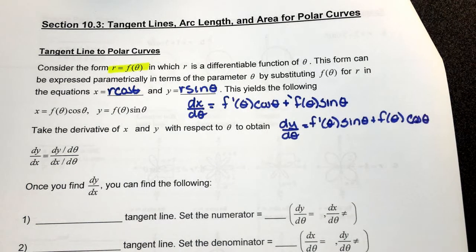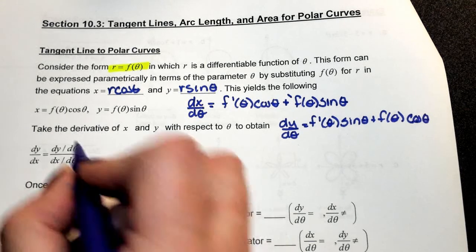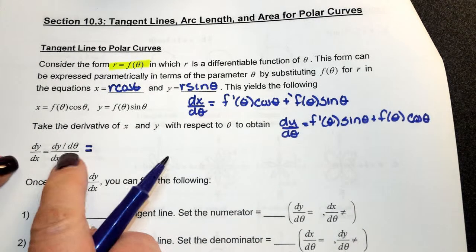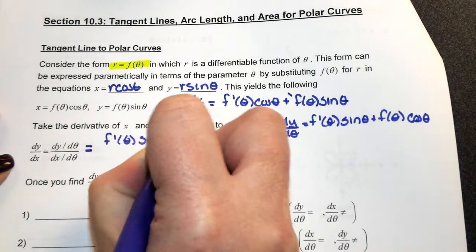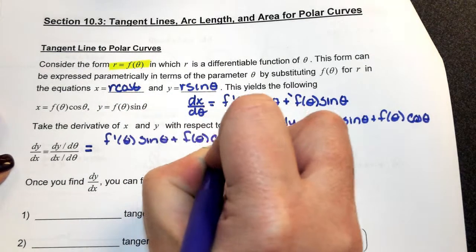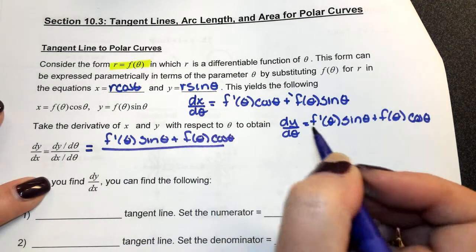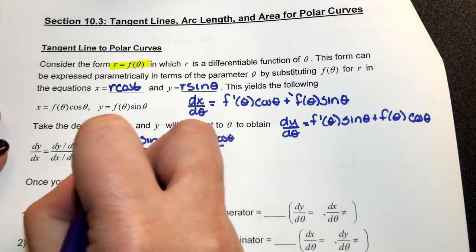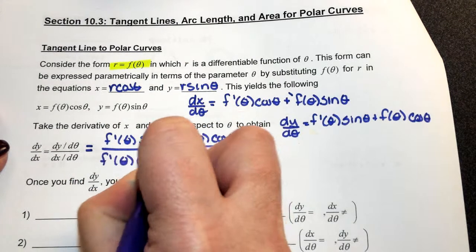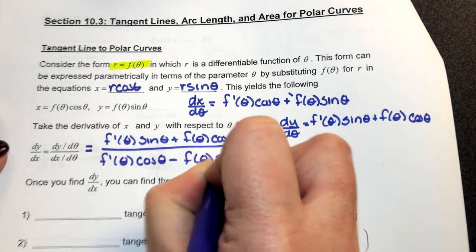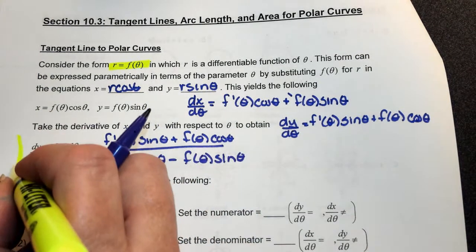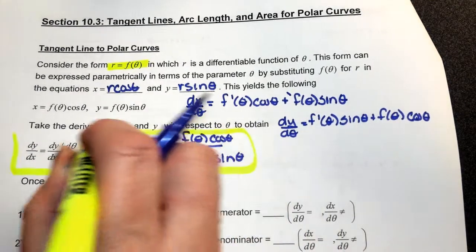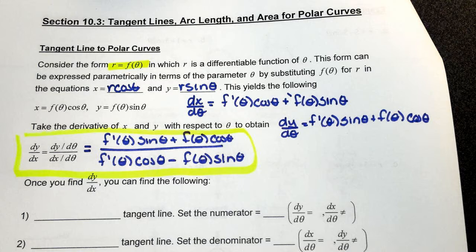So now this brings me to when I want to find dy dx in terms of my polar equations. Again, dy d theta, remember, is f prime of theta sine of theta plus f of theta cosine of theta, divided by my dx d theta, which I found to be f prime of theta cosine of theta minus f of theta sine theta. So this is how you find the derivative of x and y with respect to theta.